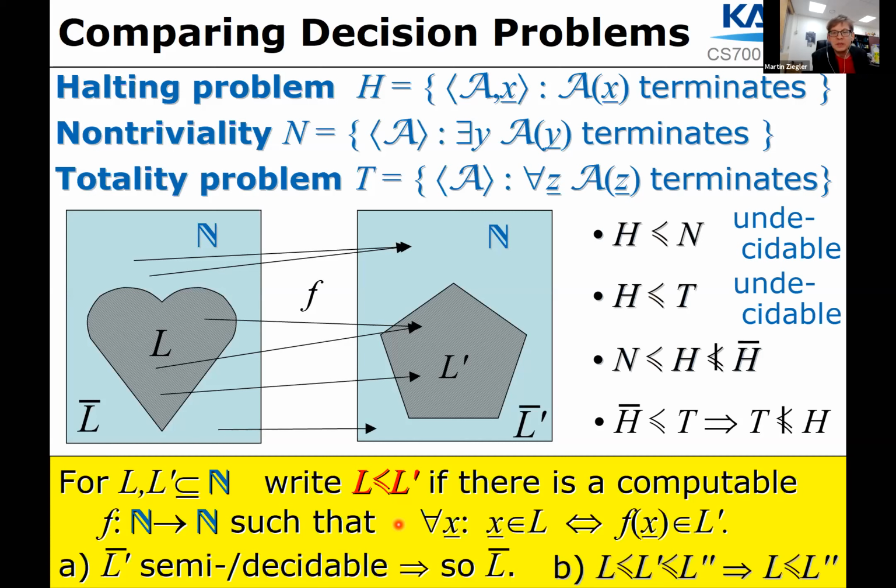In particular, the totality problem is undecidable like the other ones, but it is in a sense more undecidable. Namely, one can reduce any of the other two problems, the halting problem and the non-triviality problem, to the totality problem, but not the other way around. Provably, this is impossible, which means that the totality problem is strictly more difficult, whereas the halting problem and the non-triviality problem can be reduced one to the other, and therefore they can be considered equally undecidable.